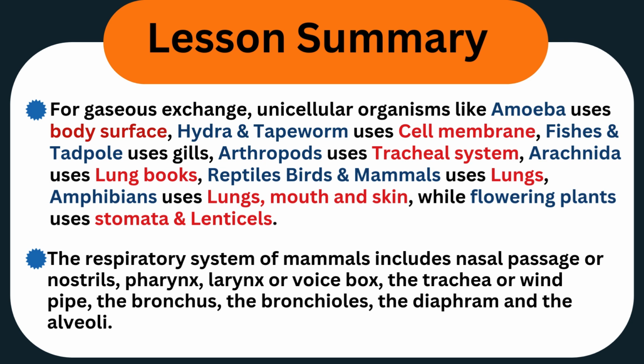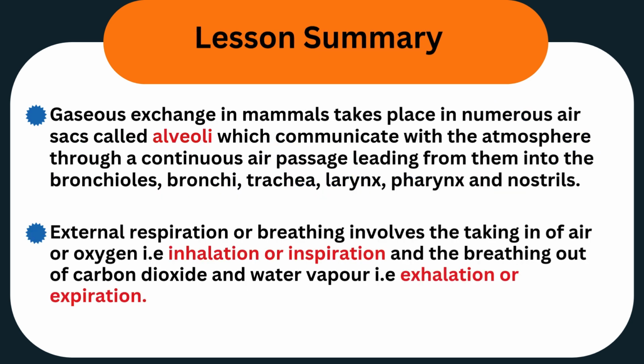The respiratory system of mammals includes the nasal cavity, the nostrils, the pharynx, larynx, the trachea, the bronchi, the bronchioles, the diaphragm, and the alveoli. Gaseous exchange in mammals takes place in the alveoli. External respiration in man takes place in two stages: breathing in of air or oxygen, called inhalation or inspiration, and breathing out of carbon dioxide and water vapor, called exhalation or expiration.